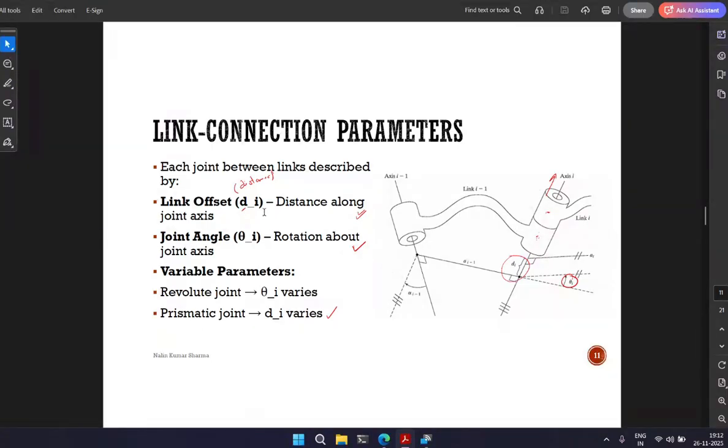This distance is called d i. So how will I find this? Let's say these are two joints here. Forget about the other joint for now. Let's say this is joint 1, joint 2, and joint 1, joint 2. We have a distance here, from here to here. That distance we'll call d i, how far that is.